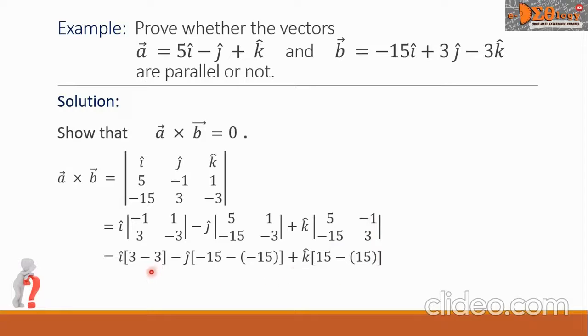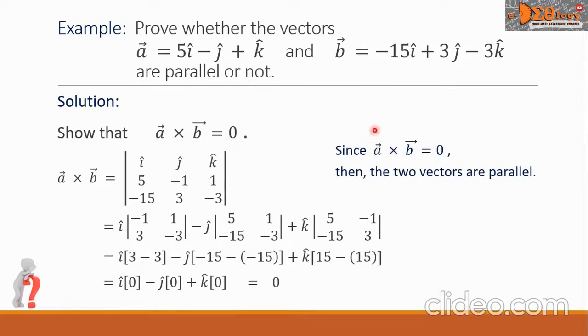Simplifying the terms in the grouping symbol, 3 minus 3 is 0 times I, minus negative 15 minus negative 15 is 0 times J, plus 15 minus 15 is 0 times component K. Because of the zeros, the vector here equals 0. And we write, since vector A times vector B equals 0, then the two vectors are parallel.